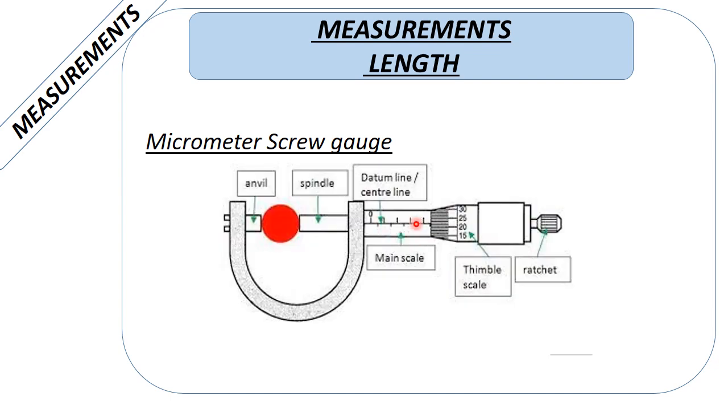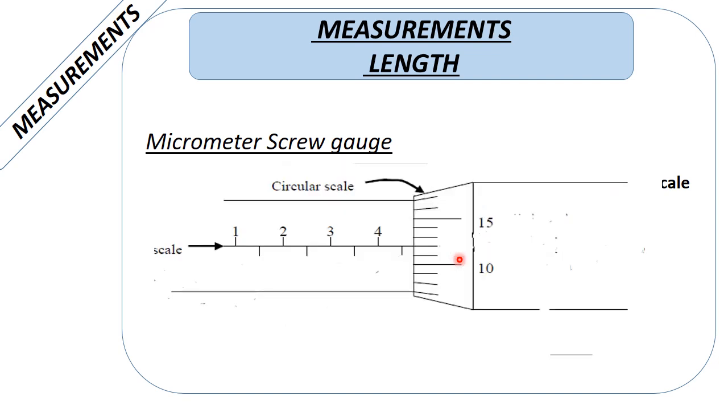So this part here is the main scale, and one of the features to recognize from here is this line here, which is called the datum line or center line. Then we've got this side here with the thimble scale, which is also called the vernier scale. This is also where we get the readings. If we zoom in on the main scale and the vernier scale, this is how it might appear. But how do we get readings from here?